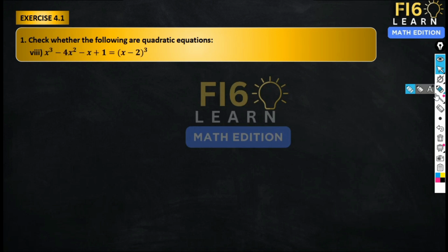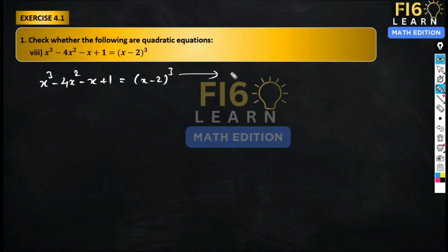Question number 8, same as that of the previous question, so just I'm writing this x cube minus 4x square minus x plus 1 is equal to, here we have x minus 2 whole cube.